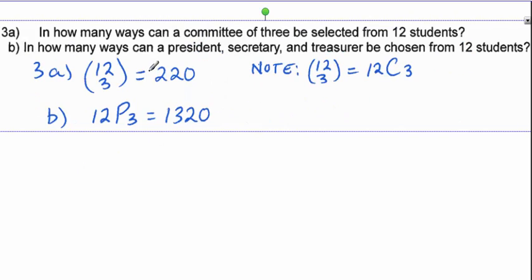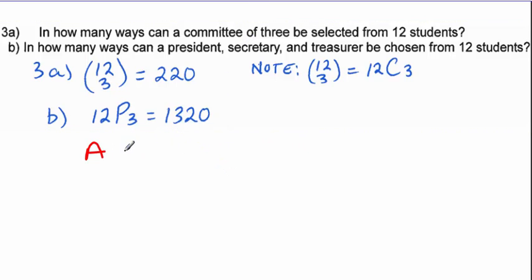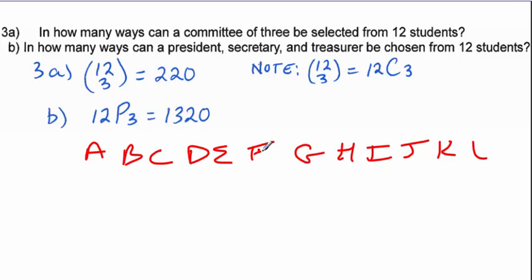Committees. So at this point, we're looking at a combination versus a permutation. The question we want to ask ourselves is, does the order in which the committee members are chosen matter? So I have my students, call them A, B, C, D. Those are my 12 students, and I'm looking to form a committee.